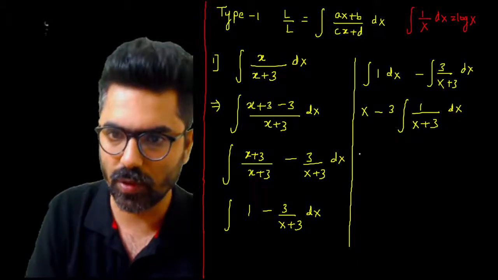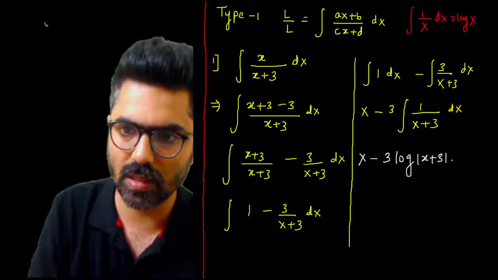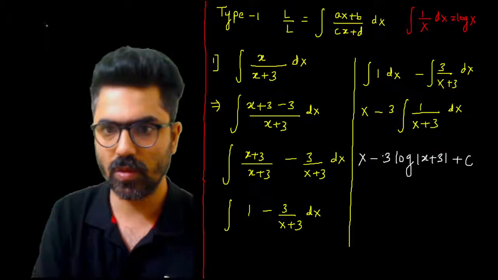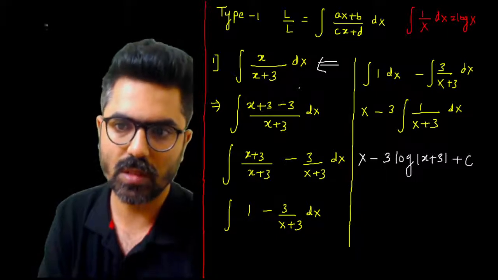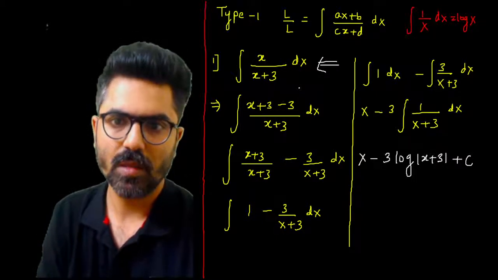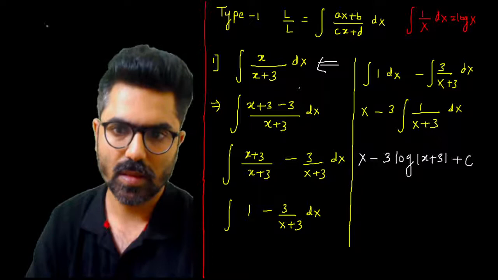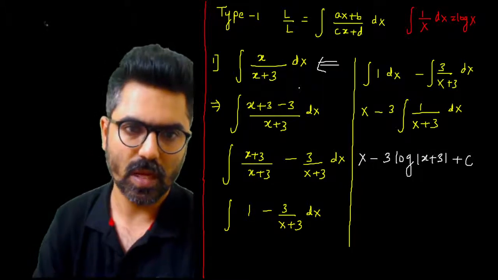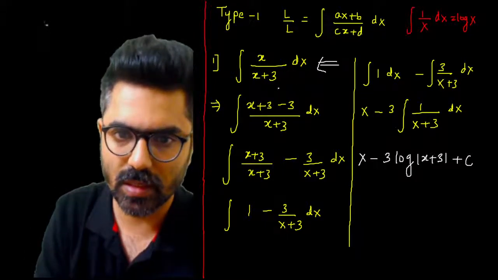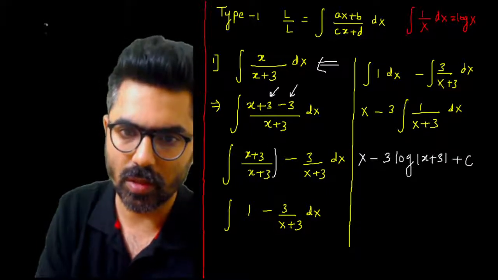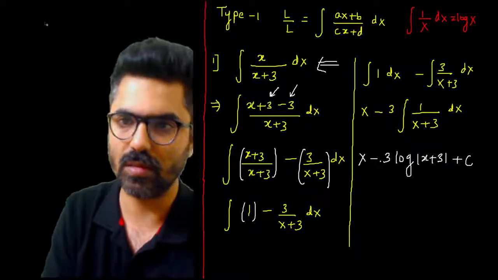So the final answer I'm going to write is x minus 3 times log of x plus 3 plus c, where c is the constant of integration. Here it was very easy to adjust a constant. I'll take one more type of this question. I hope this is clear. First adjust 3 and minus 3 in the numerator, then separate the denominator, and then solve it.